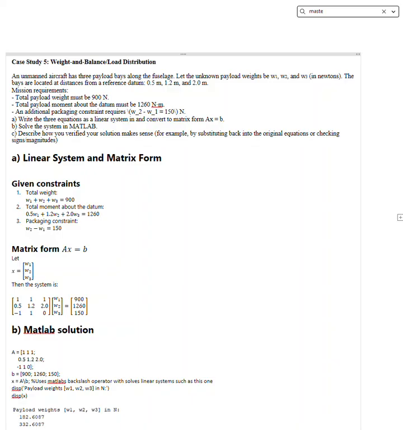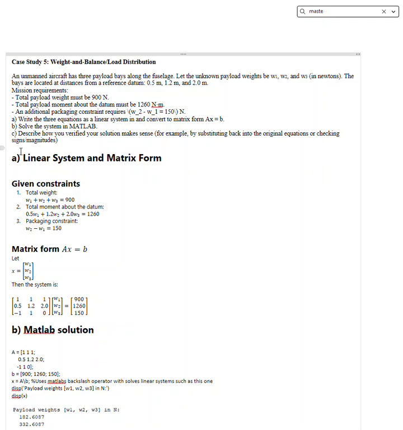First being the total payload weight of 900 newtons, as detailed here. Total moment created by these weights must be 1216 newton-meters. This is the second, the balance rule, and then the third rule would be a packaging constraint that requires bay 2 to carry 150 newtons more than bay 1. So that mathematically means that W2 minus W1 equals 150.